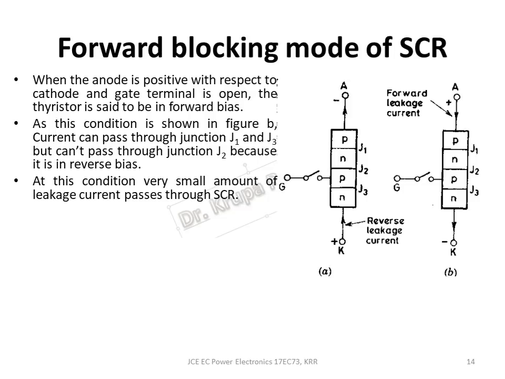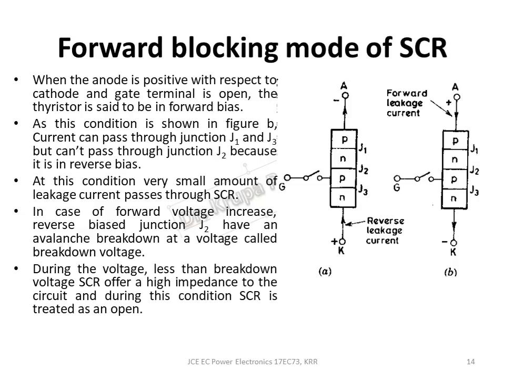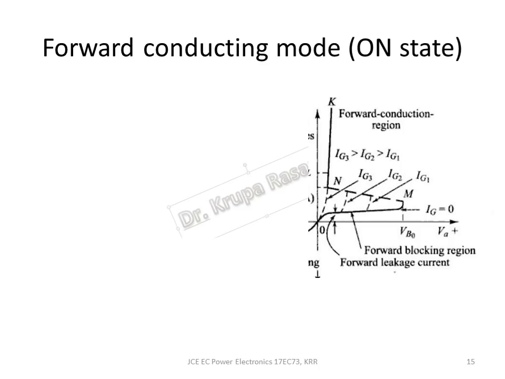At this condition, a very small leakage current will flow through the SCR. If I further increase the forward voltage, then J2 can have an avalanche breakdown at a voltage called the breakdown voltage. For a voltage less than the breakdown voltage, the SCR offers a high impedance to the circuit, and during this condition the SCR is said to be in an open condition, that is, anode to cathode is not connected. This is your forward blocking mode of SCR.